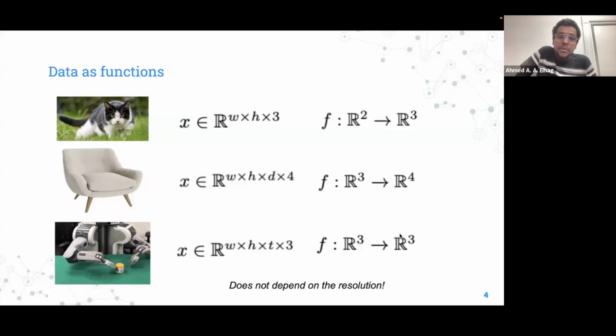The main property of this is that it does not depend on the resolution of the signal. For any signal or any image, for example, you can have different dimensions for your tensor, but you still have the same function. It is still a function going from R^2, from XY coordinates, to R^3. So this is the main property of this.